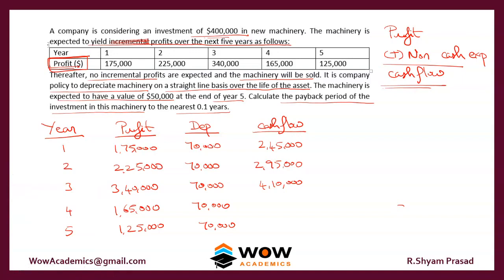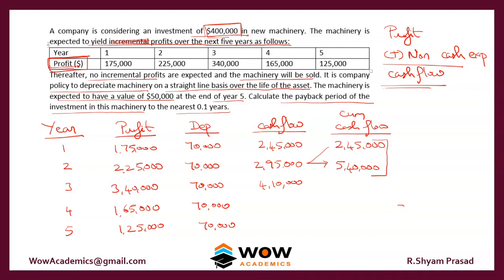We'll work out the payback. So we have to find out the cumulative cash flow. The cumulative cash flow is 2,45,000. Add this, you will arrive at this number, 5,40,000. Okay. See, we don't need to do the full table. Whichever year we cross the 4 lakh investment, we can stop there. So the investment of 4 lakhs is recovered between these 2 years.